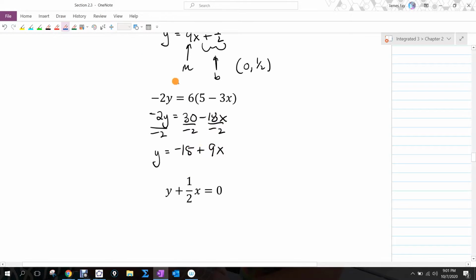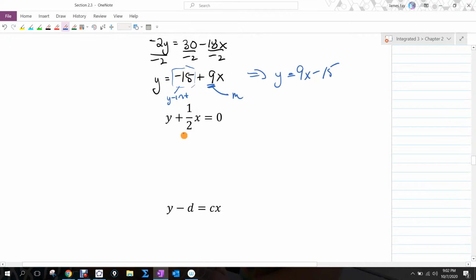Now, remember the coefficient of the x is your slope, and the constant is your y-intercept. If you want to rewrite that as y equals, use the commutative property: a positive 9x, and then move the negative 15 to the back. That's fine, and people like seeing it that way, I think.